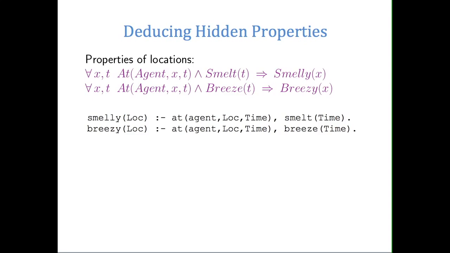How do we represent this in Prolog? Well, we would say that location is smelly, that is, there's some predicate smelly, and the argument will be some variable Loc, standing for location, if it's true that the agent is at that Loc at some time and they've smelled something at that time. And then likewise, that location is breezy if the agent is at that location at the time and it's breezy at that time.